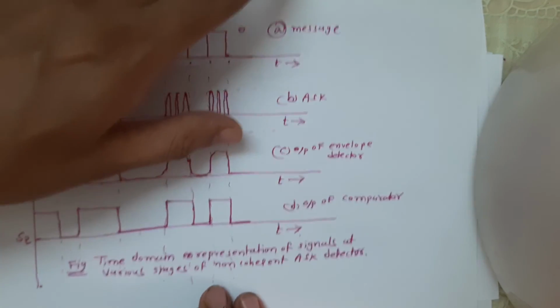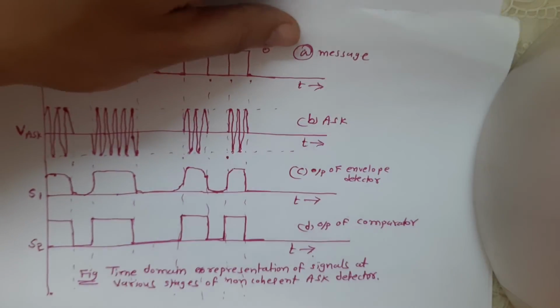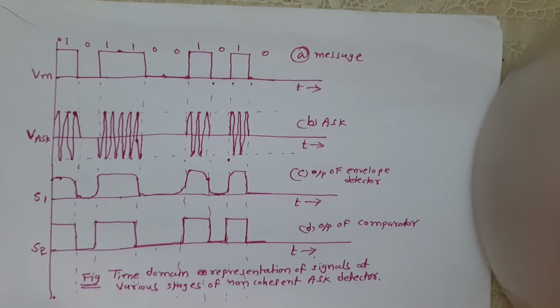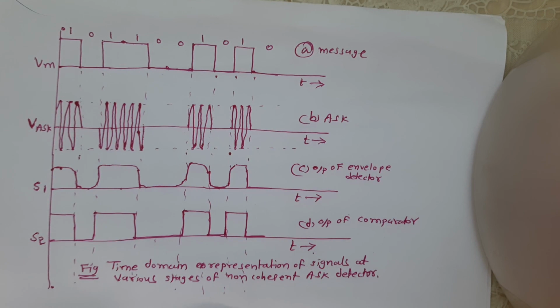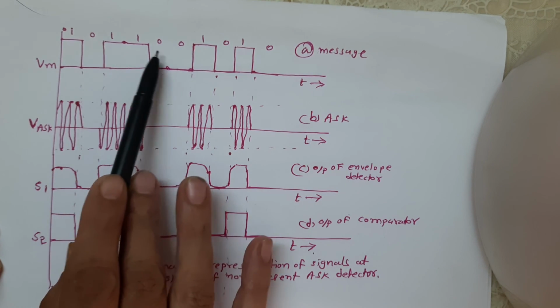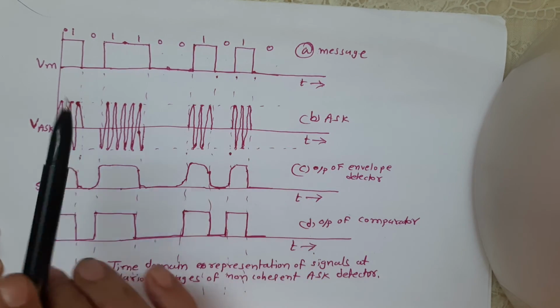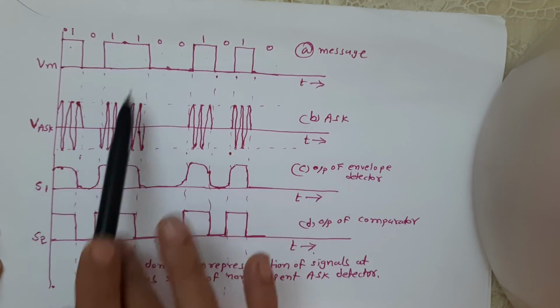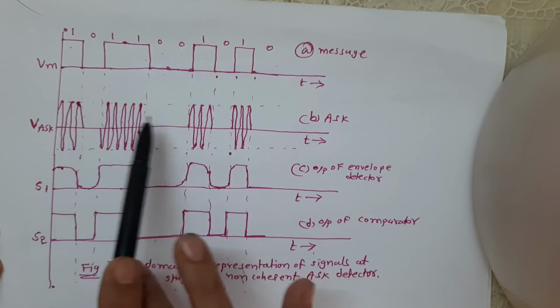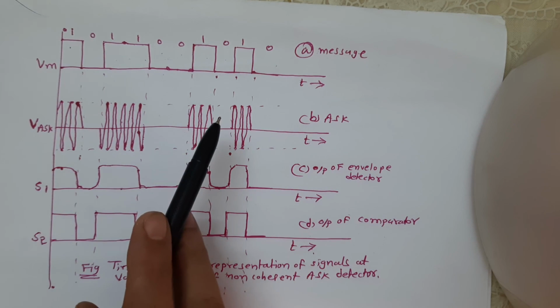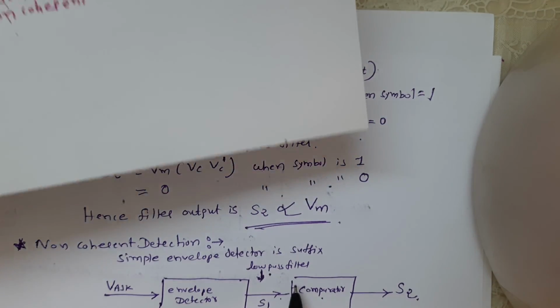I already drew the figure. This is the time domain representation of the signals at various stages of the non-coherent ASK detector. From this figure, this is our message signal, that means 101 100 1010. This is our VASK. When it is 1, there is an output. When it is 0, there is no output, like this. This is the output S1.